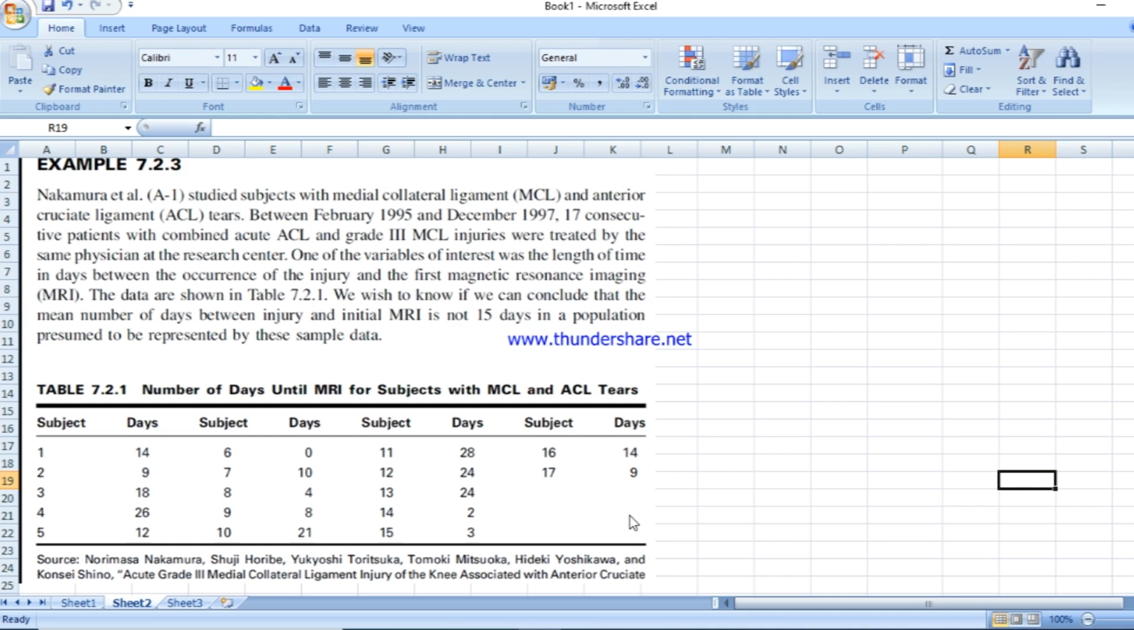So, in this, the researcher wishes to know if he can conclude that the number of days between injury and initial MRI is not 15 days in a population presumed to be represented by the sample data. So here the population standard deviation is not given and the sample size is less than 30. So we'll make use of the t-test in order to find whether H naught, mu is equal to 15, holds or not.